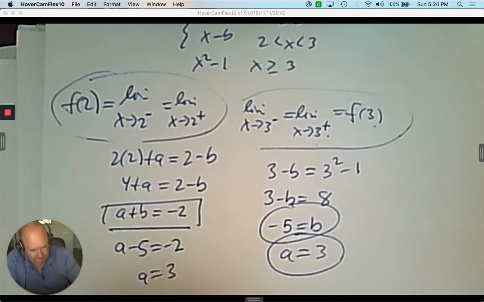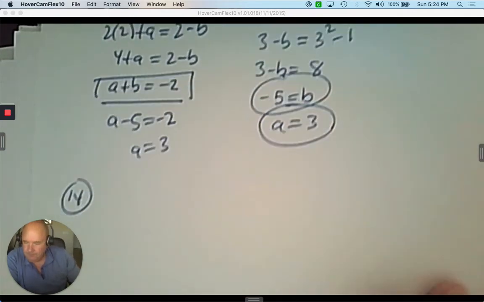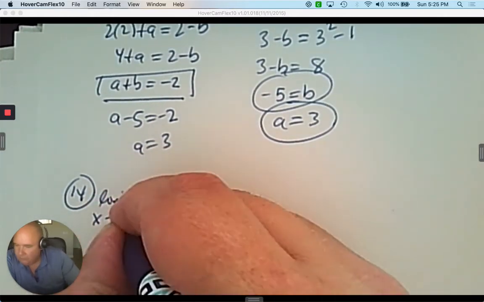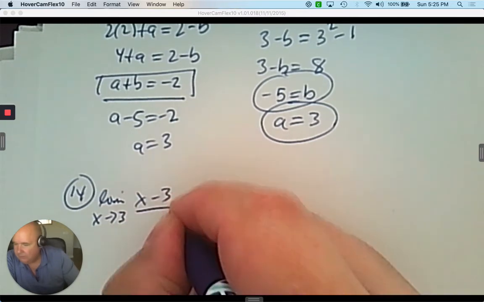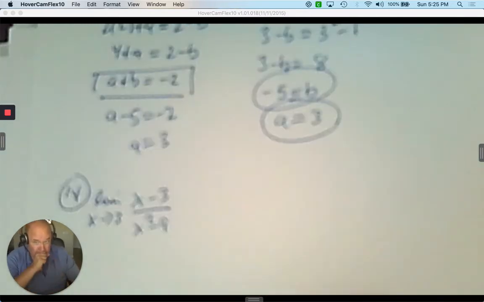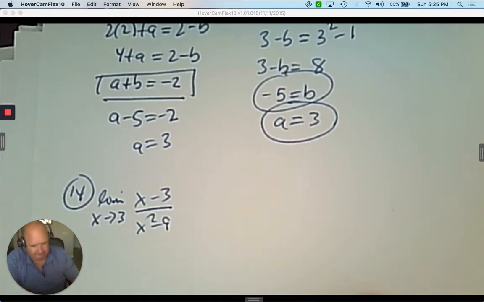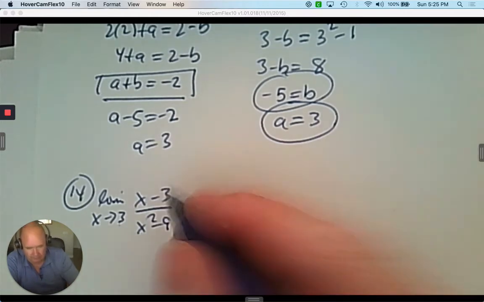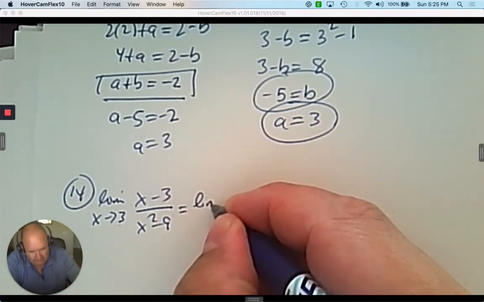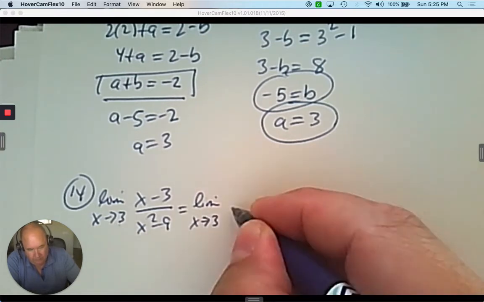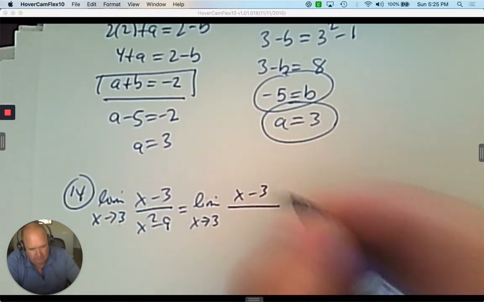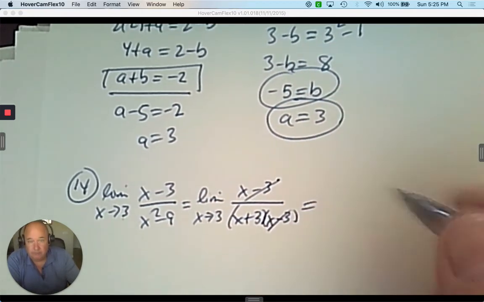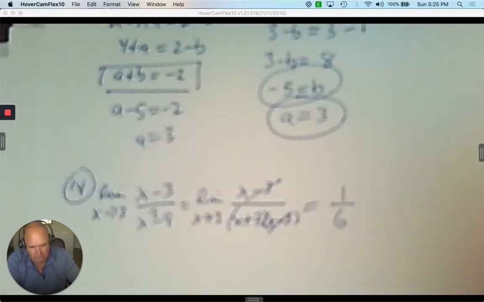Number 14, we have some limit questions. So the limit as x approaches 3 of x subtract 3 over x squared minus 9. Step 1 is to do a substitution. If I plug in 3, it is indeterminate. Do not write down equals 0 over 0, but it is indeterminate. So because it's indeterminate, I look to factor and remove. So likely something is removable. So if I factor the denominator, I can see that x subtract 3 removes. Now when I plug in 3, I get 1 over 6, and I have my answer.